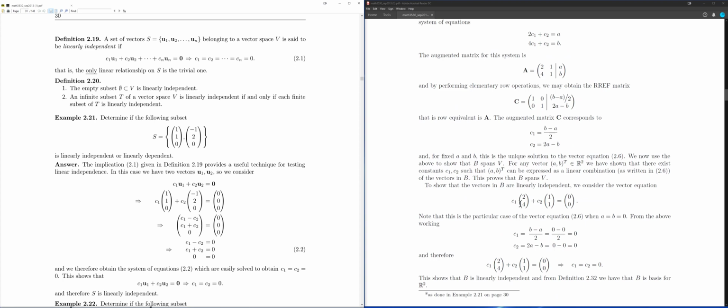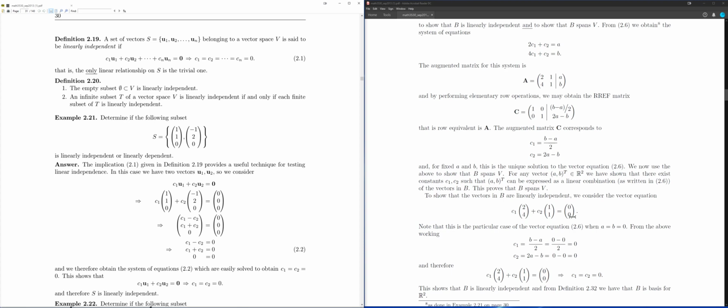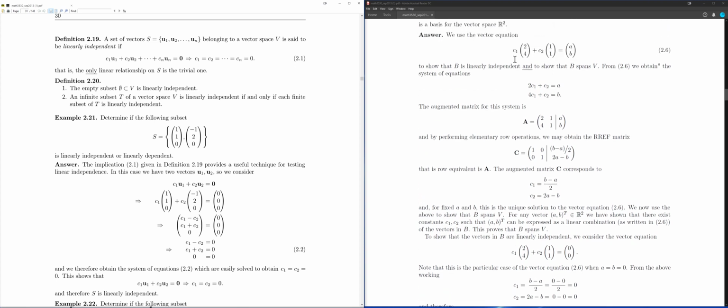So what we need to do is solve this vector equation. But you want to realize that this vector equation here is really exactly in the form of this vector equation 2.6. The only small difference is that here what I have is (A, B), and here I have (0, 0).